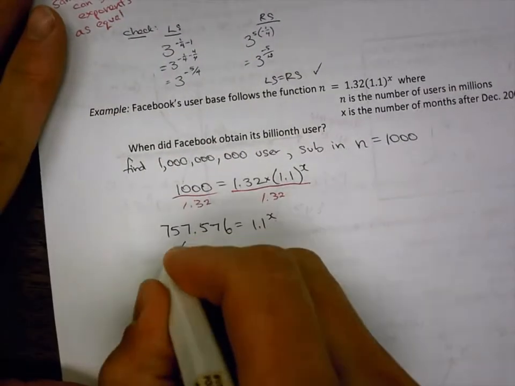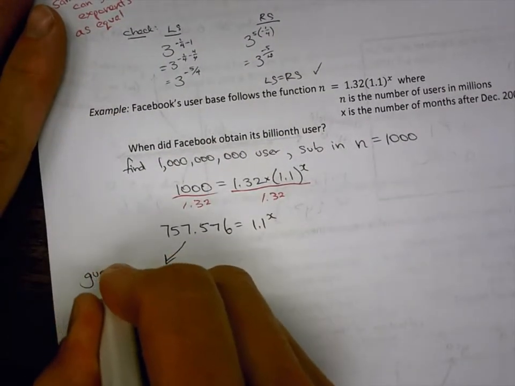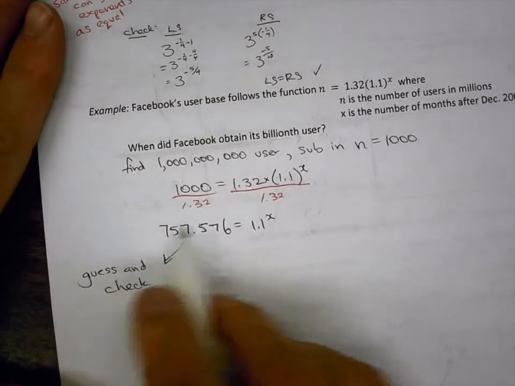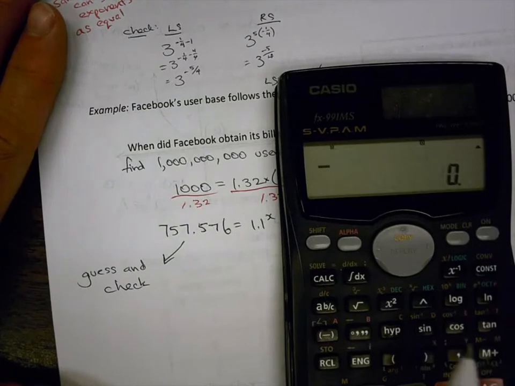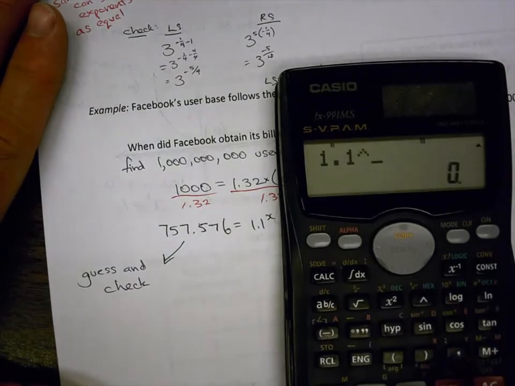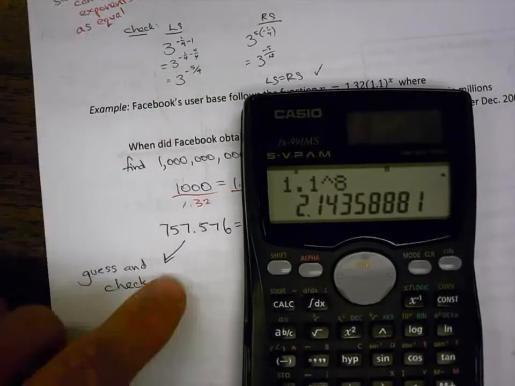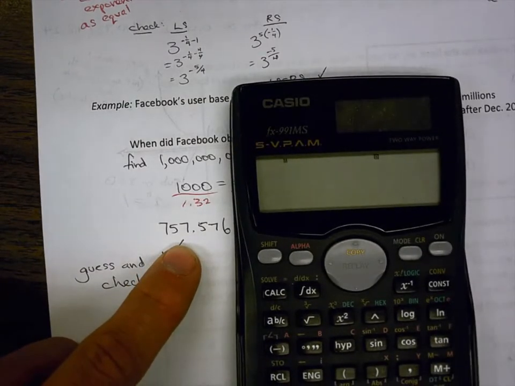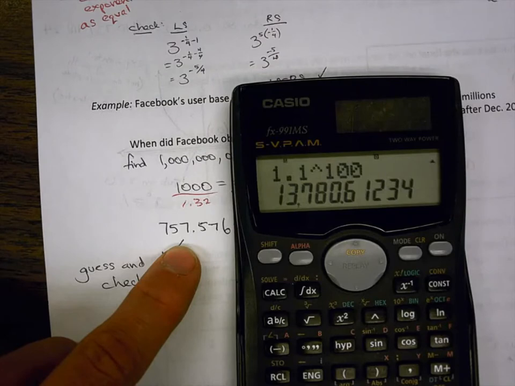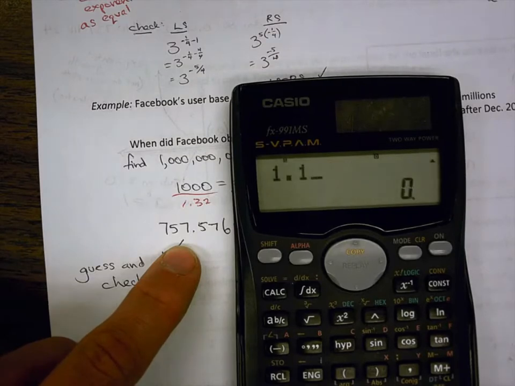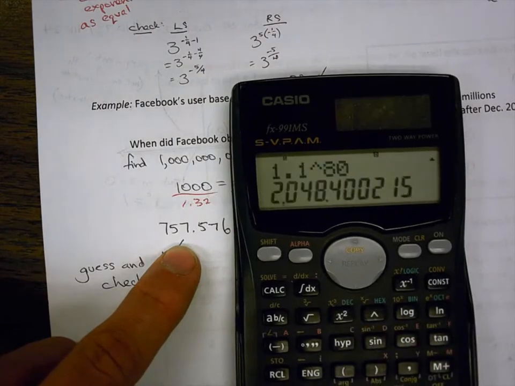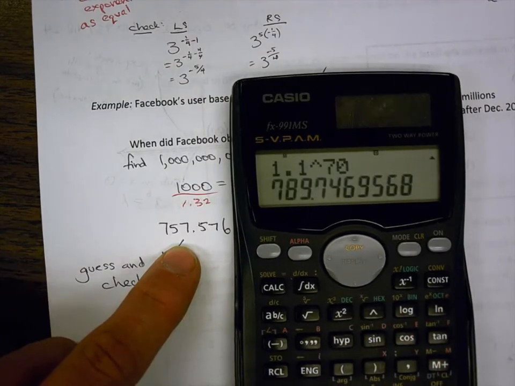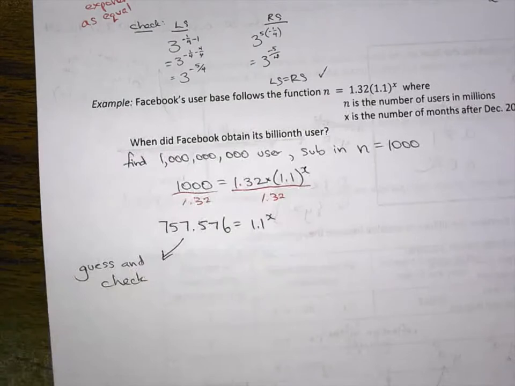The first one you could do is guess and check. And that's actually what I teach in grade 11. I say if you get a question like this, you can just try different numbers. So you could try 1.1 to the power of 8. Okay. 1.1 to the power of 100. Okay, that's much too much. So it's 1.1 to the power of 80. 2,000. 1.1 to the power of 70. Getting pretty close. So you could do it by guess and check.